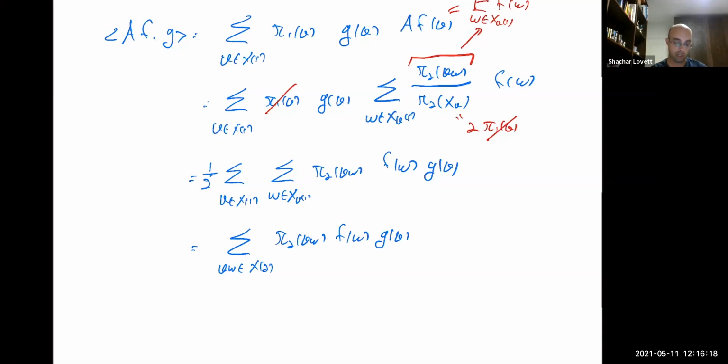And this is just exactly how we define it. This is exactly what we tried to prove. This is going to be exactly the expectation over vw in X2 of, well, I guess FWGV, or the order doesn't matter, it will be FVGW, same thing. Which is exactly what we're trying to prove.